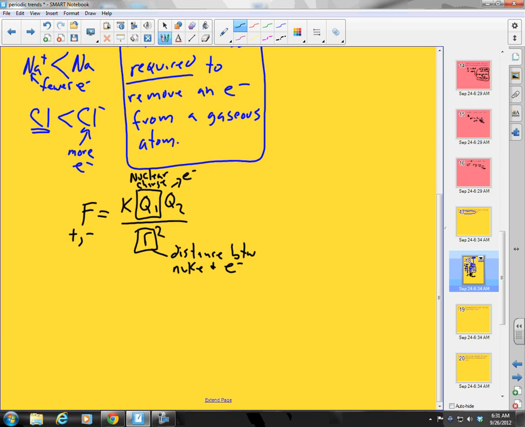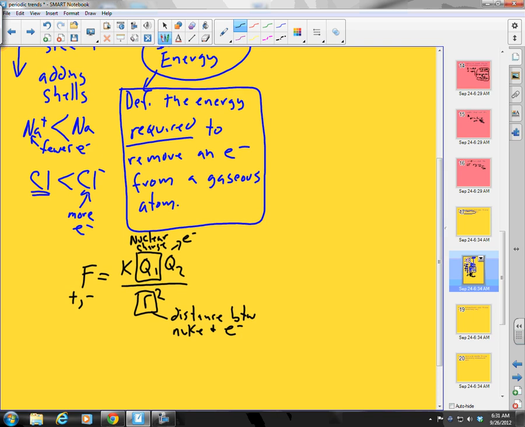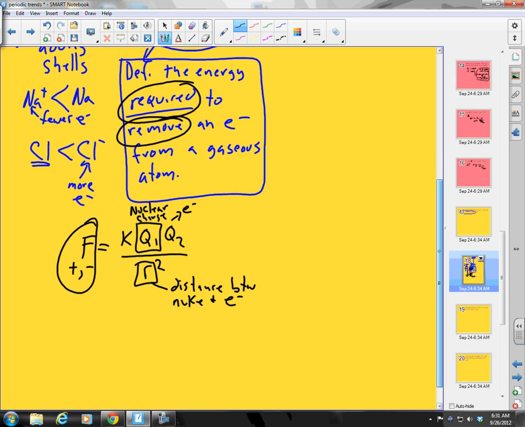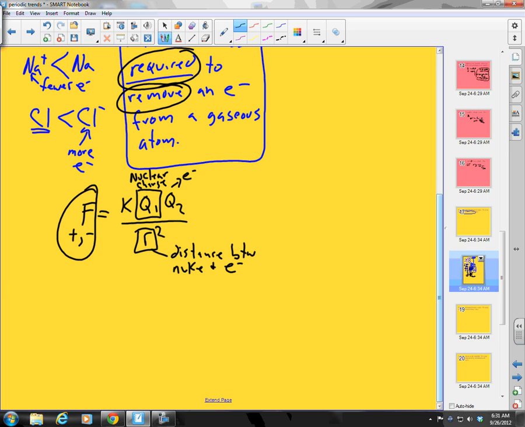Now, why is this important to us? Well, we're talking about how easily one can remove an electron. What's holding the electron in place in the first place? This force of attraction is what's holding the electron in its space, essentially. So, the greater this force, the harder it is to remove the electron, so the higher my ionization energy. So let's think about what two things can affect this force.